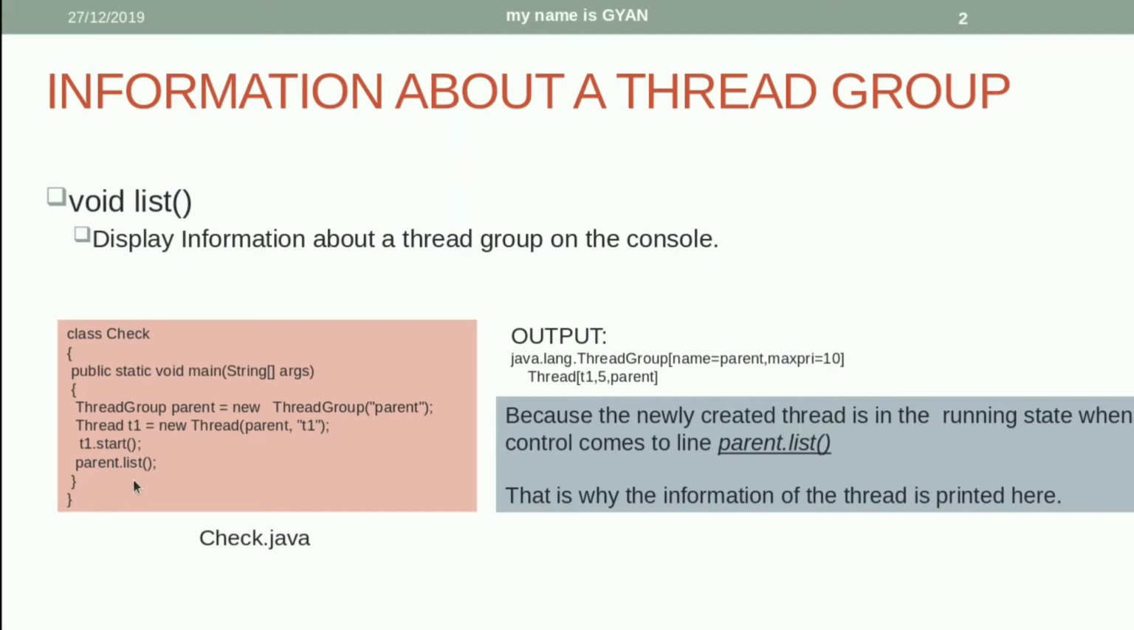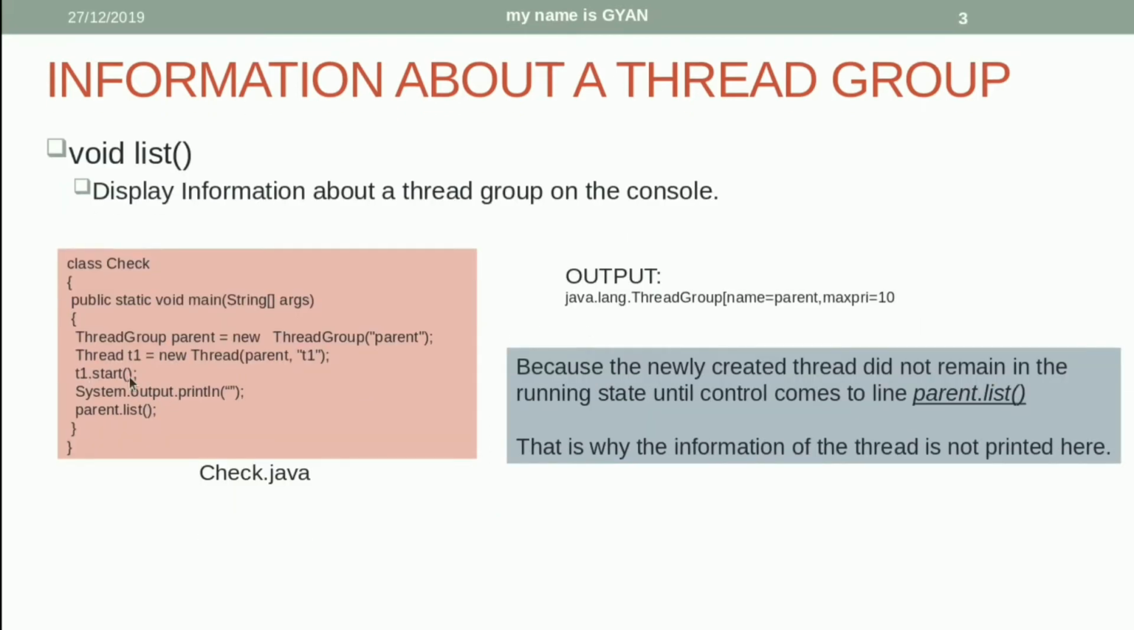Therefore, the list method prints information about a thread group on the console. This is the information about the thread group. The thread group has name parent and maximum priority of the thread group is 10. Because before calling the list method, we already have called the start method on the given thread. That's why the newly created thread is in the running state when control comes to the line parent.list. That is why the information of the thread is printed here.